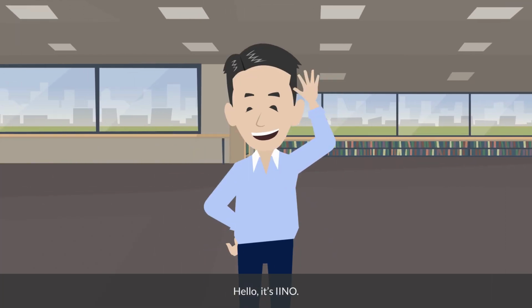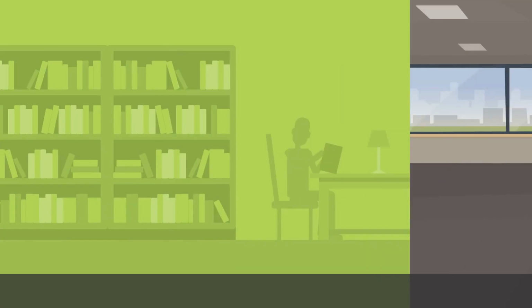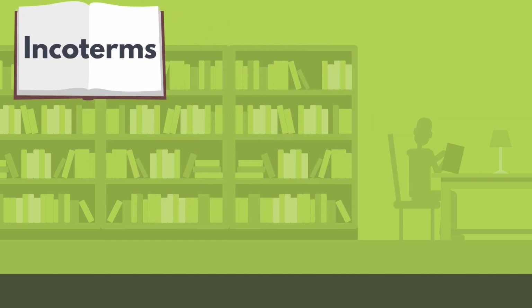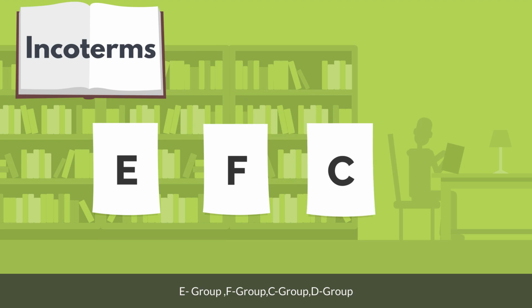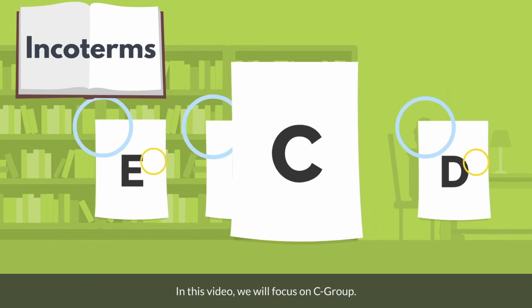Hello, it's Ino. In this video, I will explain the C groups of Incoterms, CFR, CIF, CPT and CIP. There are 11 Incoterms conditions, and they are classified into the following 4 groups: E group, F group, C group, D group. In this video, we will focus on C group.